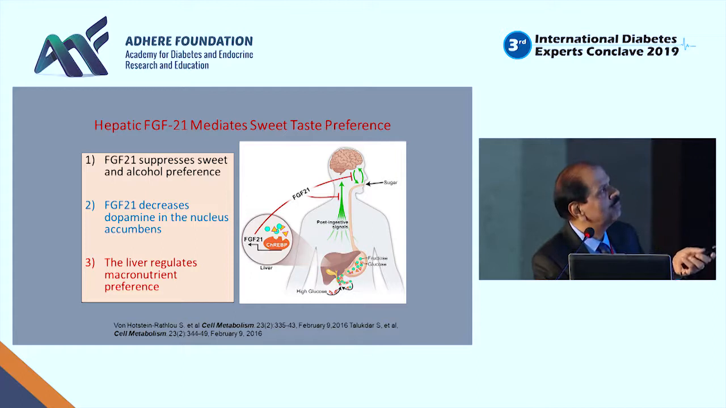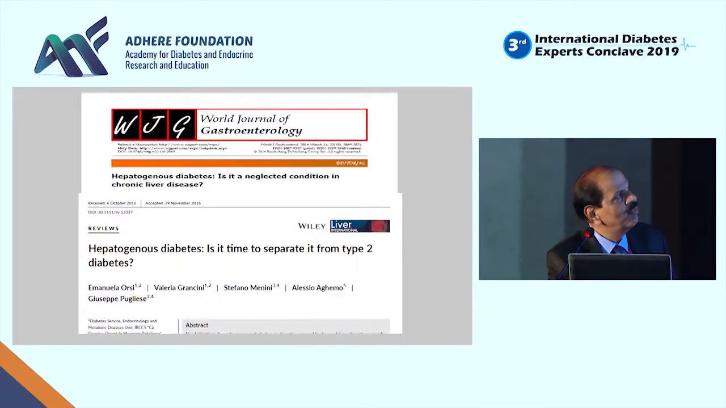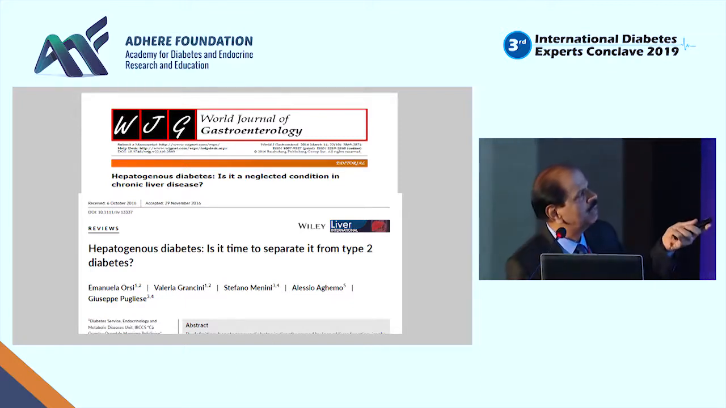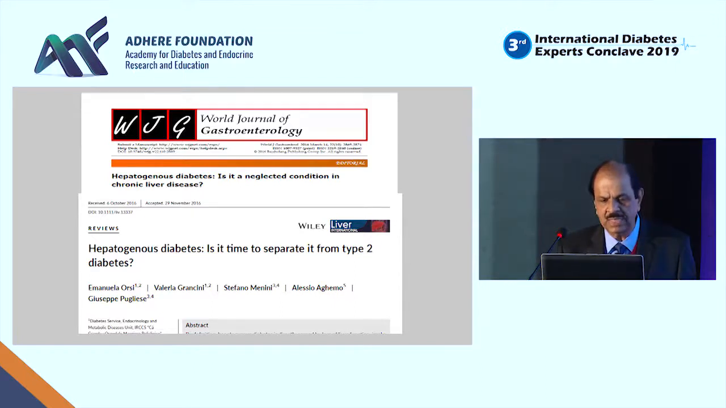Now that brings us to an important aspect. Is hepatogenous diabetes neglected? Is there a special condition known as liver-caused diabetes, hepatogenous diabetes? And this is the presentation. There is again one more article which talks about hepatogenous diabetes in these patients.